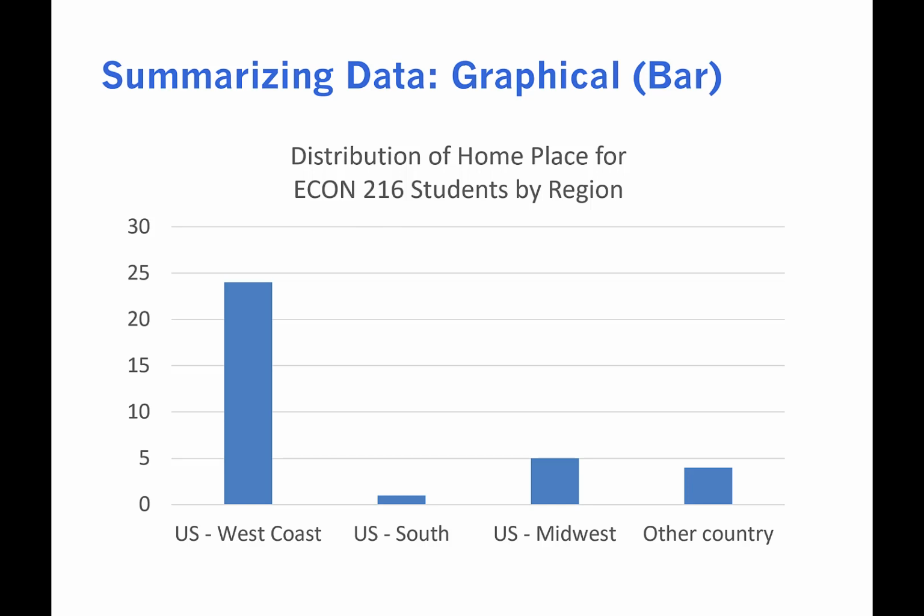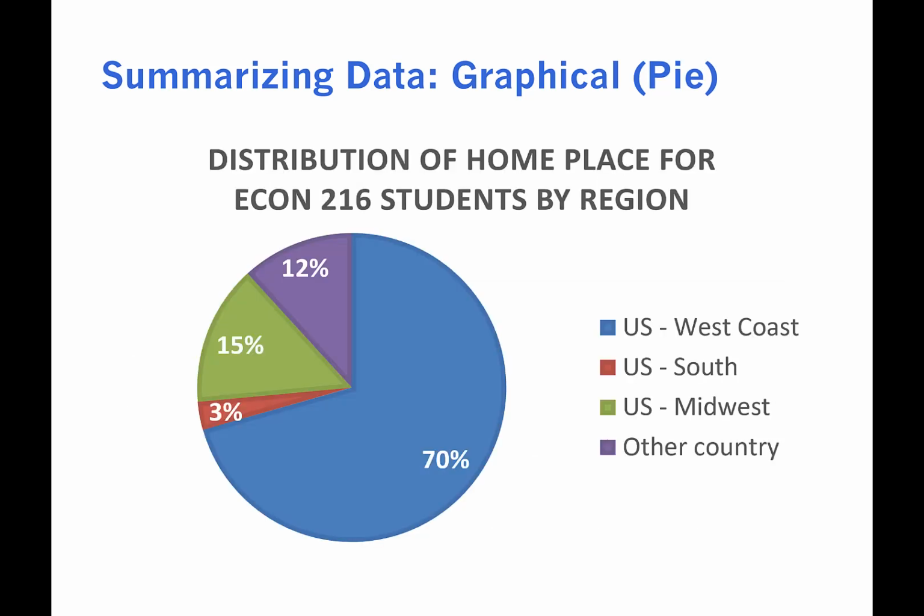Now, the same data can be presented in the form of a pie chart. In a pie chart, the entire pie is going to be 100% of the observations. But then we divide that pie into classes. The categories we had for our variable were West Coast, South, Midwest, and other country. So each section of the pie here is going to represent one of these categories.